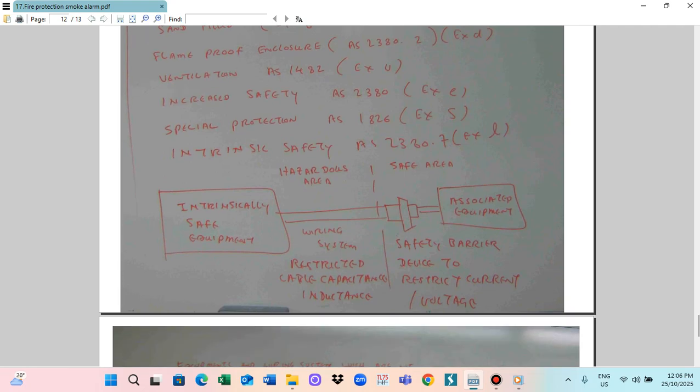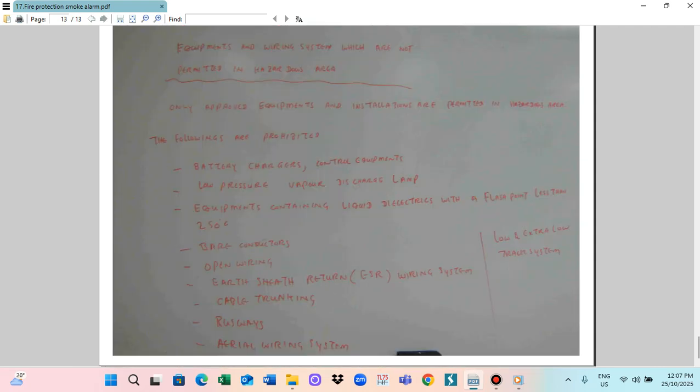So here there is a construction of intrinsically safe equipment that will be used. For the wiring system, we put it into special conduit, metallic conduit, or fireproof conduit, and we have to utilize a safety barrier when we install the associated equipment. That will be the barrier between the hazardous area and the safe area. In this case, we have restricted cable specifications, so we have to utilize a restricted wiring system, and also safety barrier devices to restrict the current flow or voltage. These are important for the restriction.